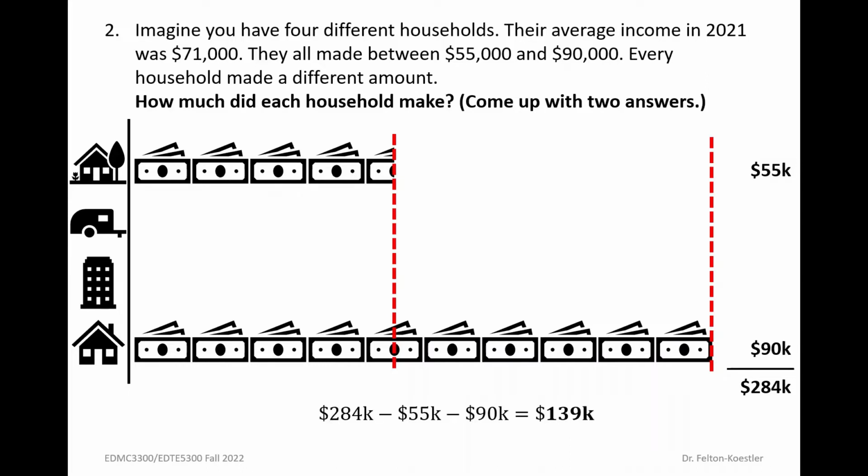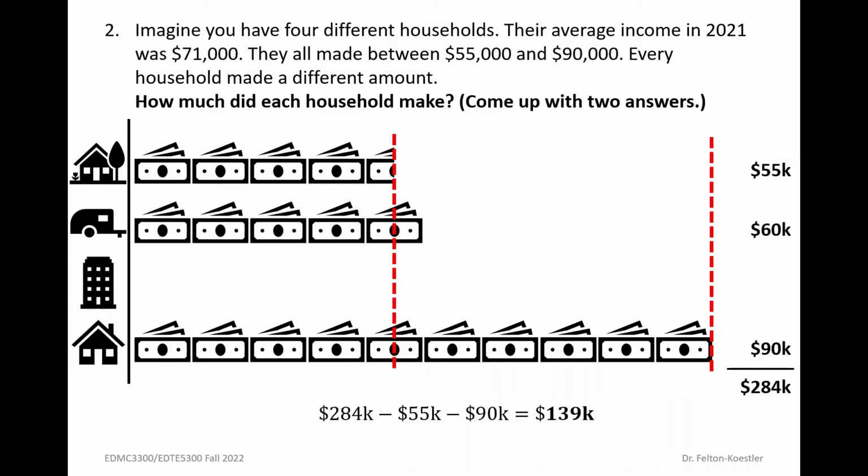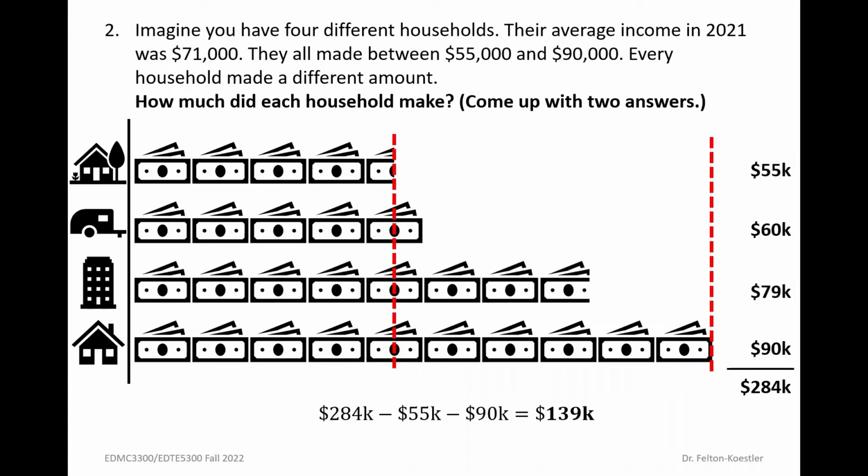I can think of that kind of as $140,000, which I know I can make with 60 and 80. So I'll give this household $60,000, and then this household, not quite 80, it's 79 to get up to $139,000. And altogether, I have my total of $284,000 in income that year.